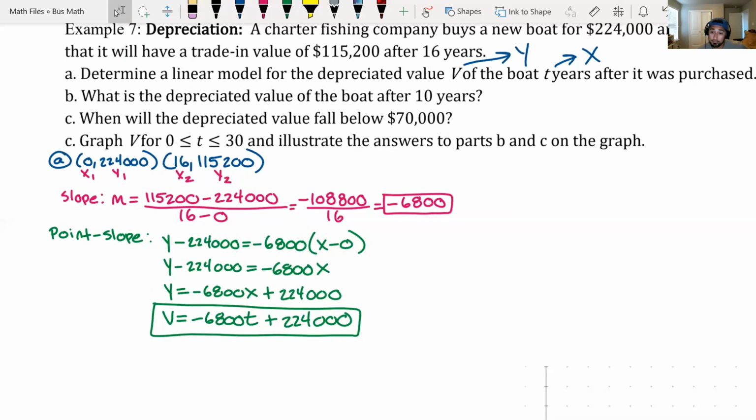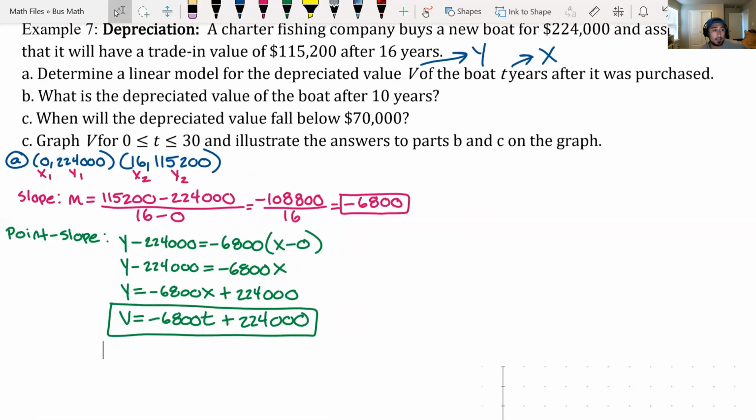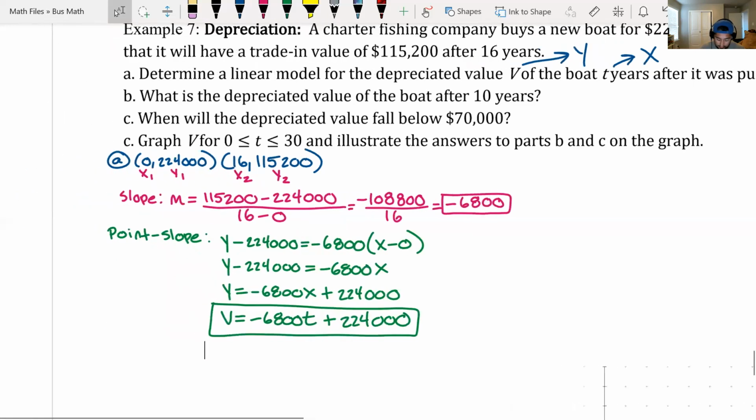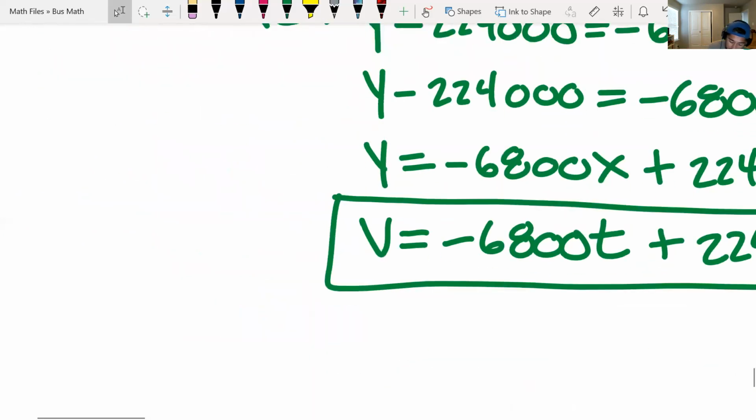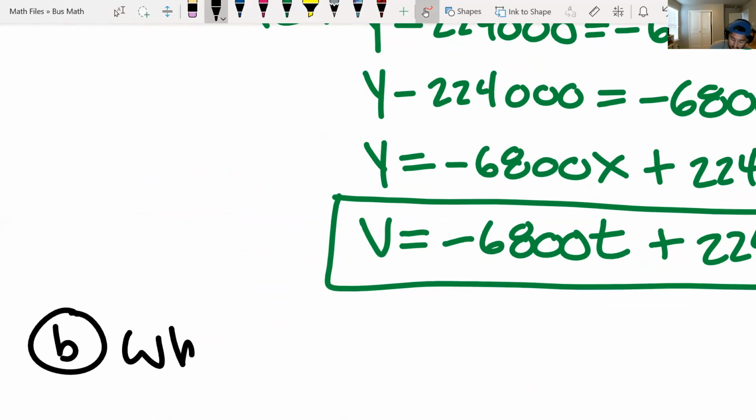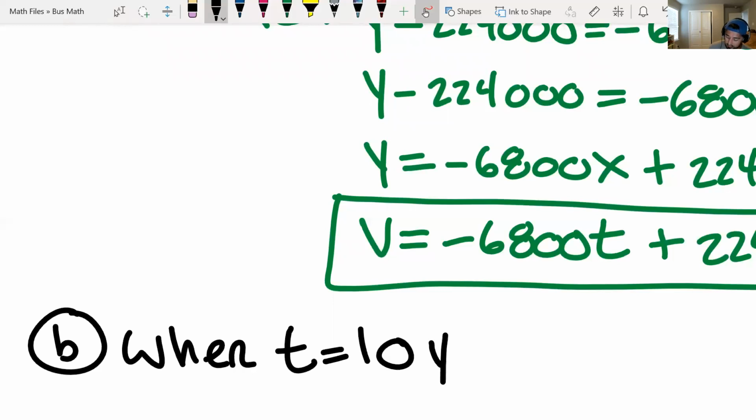Now let's go to B. B says, what is the depreciated value of the boat after 10 years? So all you have to do is plug in 10 for T. That's it. So I can write that right here. B. When T equals 10 years, what is the value of V?